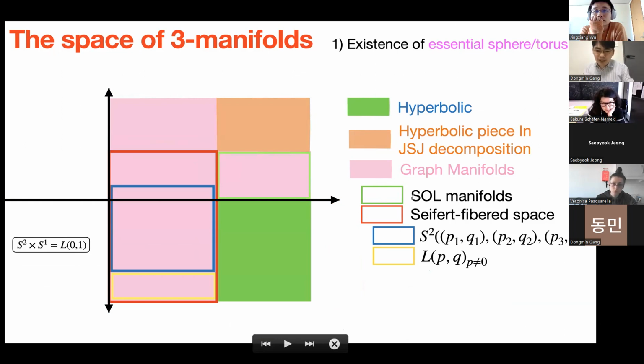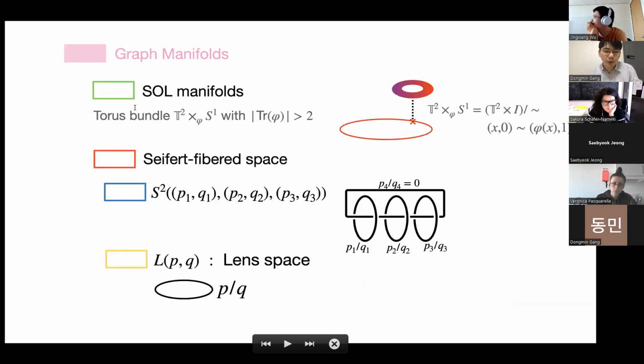Let me explain what the Sol manifold and the Seifert spaces are. A Sol manifold is basically a torus bundle over S1 with some monodromy matrix in SL(2,Z) satisfying these conditions. So this is an Anosov map, and this will give a torus bundle. This class of manifolds is called the Sol manifolds.